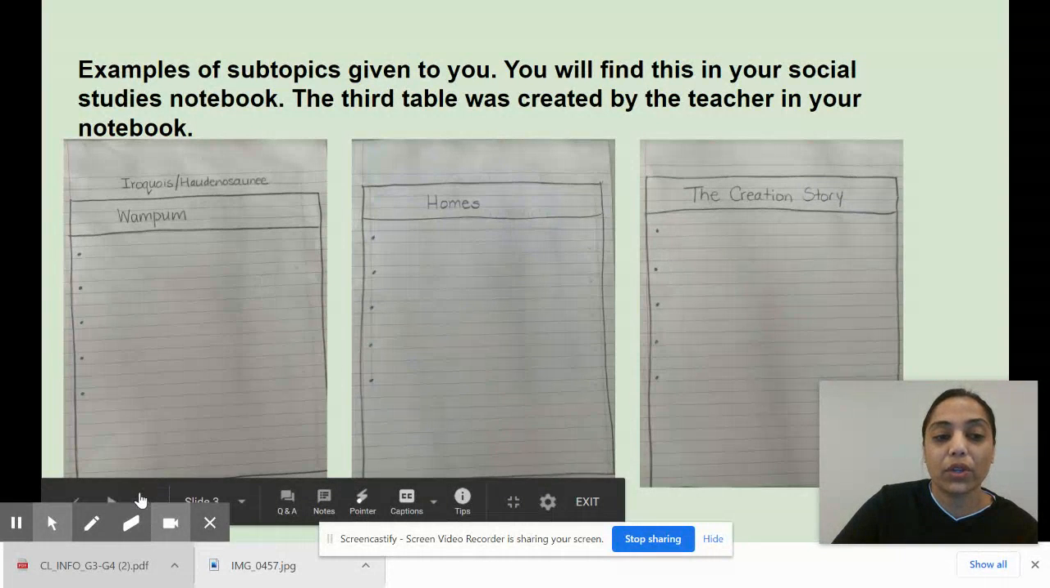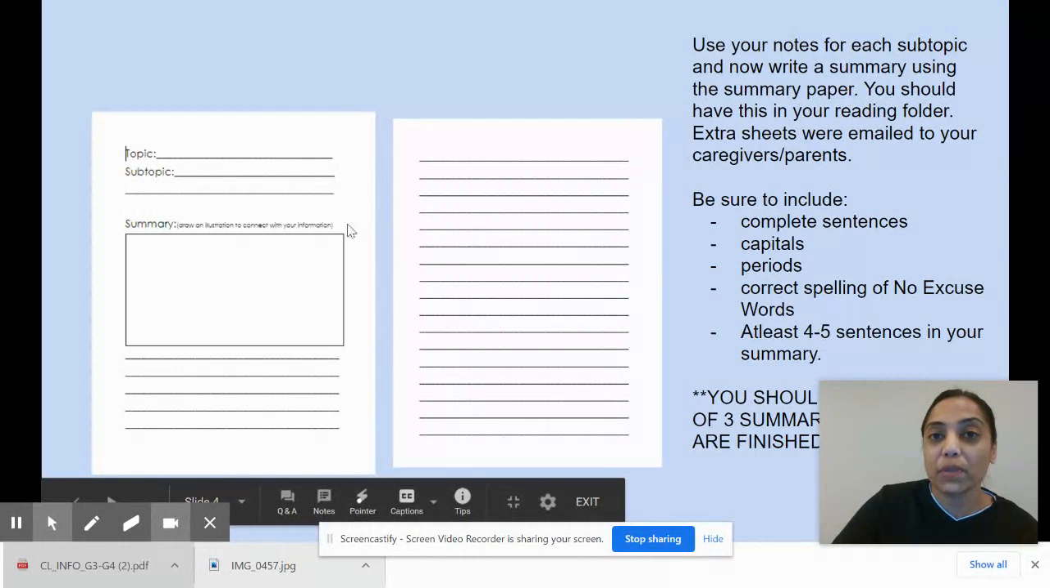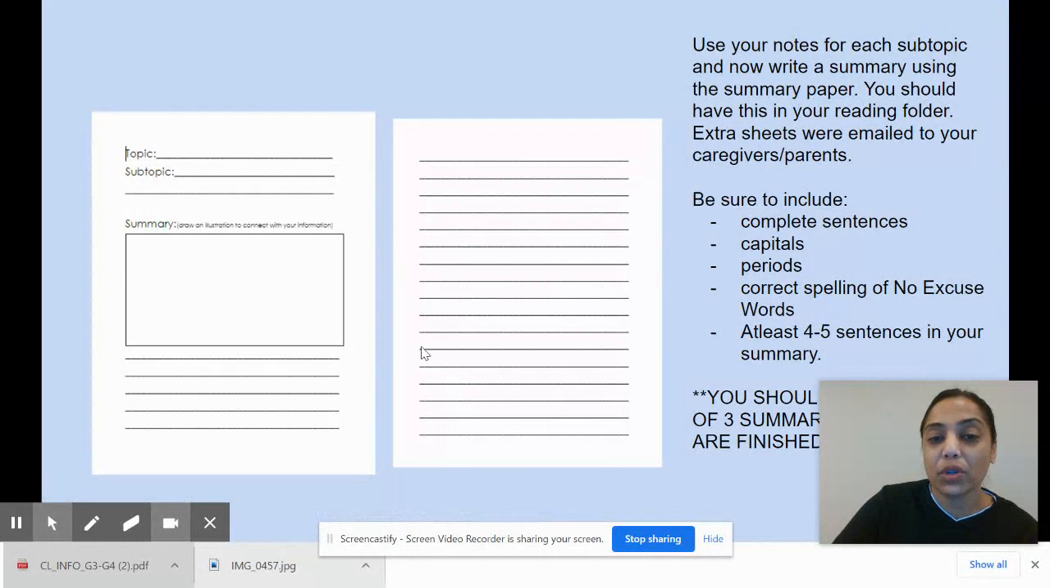Then what you're going to do is you're going to use this page. Remember how I gave this page to you? And I'll be emailing this to your parents also. You have a page like this. It says topic, and everybody's topic is going to be the same. It's going to be Haudenosaunee / Iroquois. Subtopic is going to be something like homes or wampum shells or the creation story, right? One suggestion that I have for you is to leave the illustration for the end.